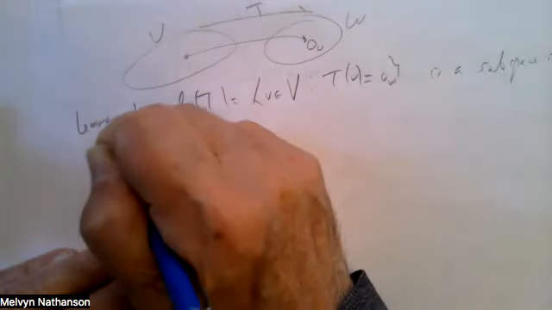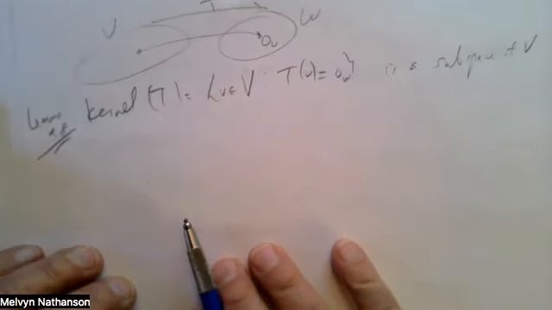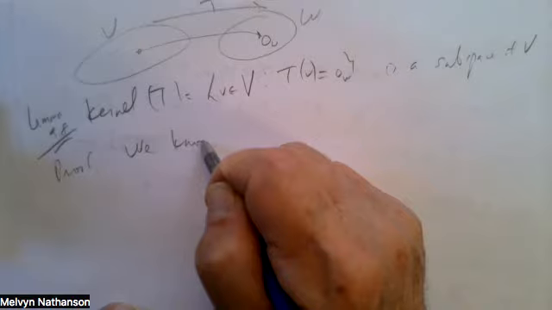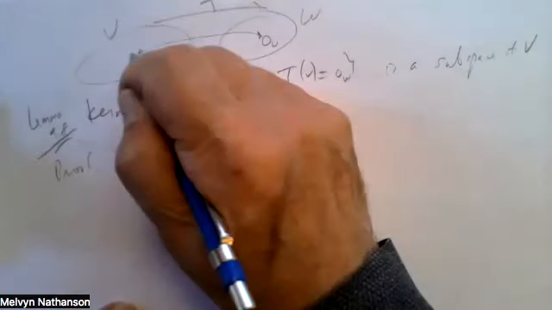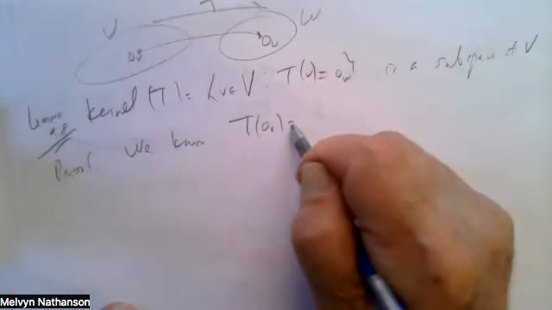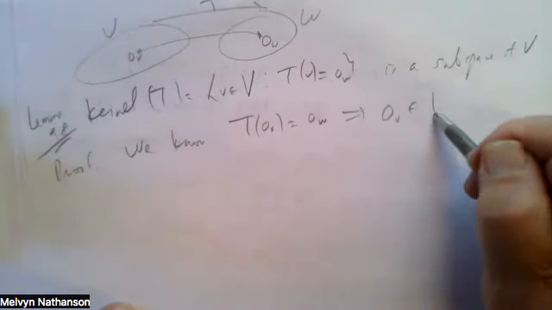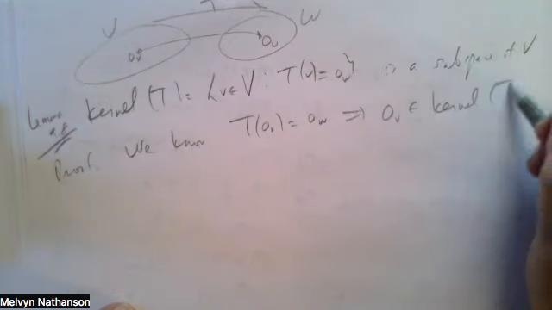This is Lemma 4.8. Proof: first of all, we know T of the 0 vector in V gets mapped to the 0 vector in W, so the 0 vector in V is certainly contained in the kernel of T.